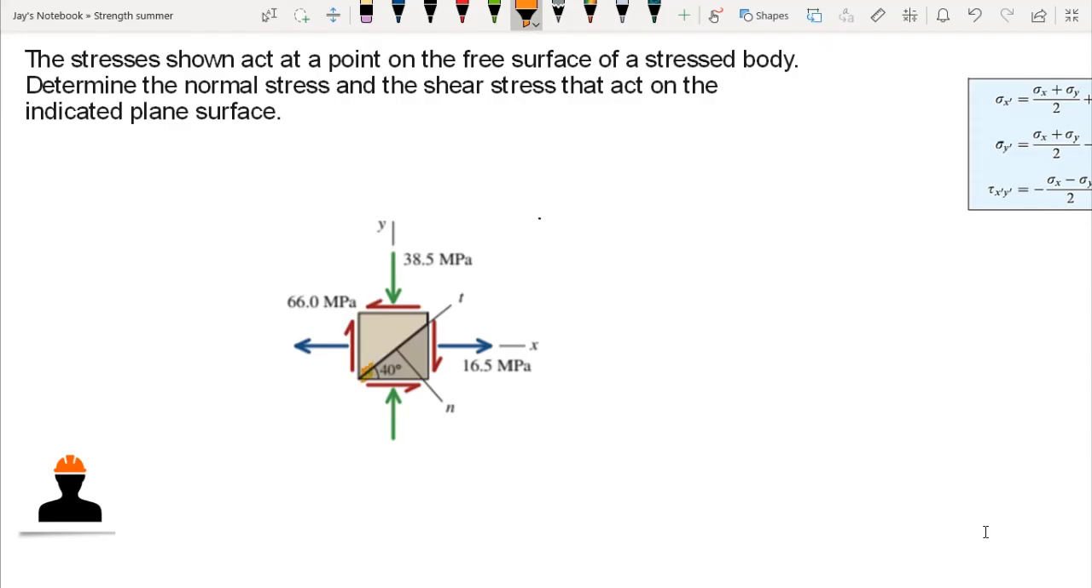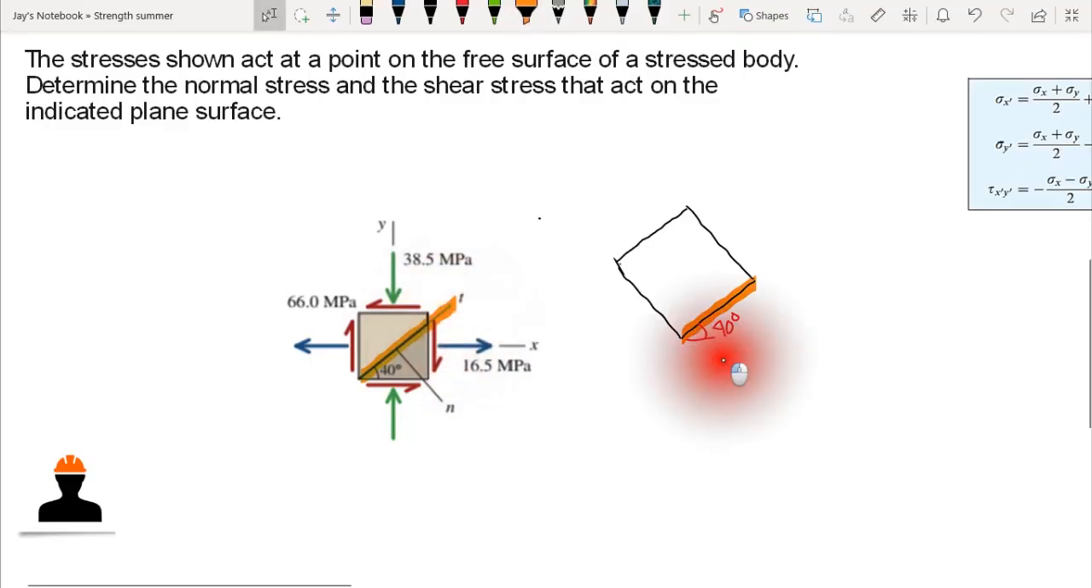So we have this inclined plane surface here, in which we are asked to compute for the shear and normal stress. Now we have an angle of rotation here, which is 40 degrees, and this 40 degrees is in counterclockwise direction. So if we draw our transformed stress element, we have this stress element here, in which our 40 degrees is this one, and this is our inclined plane, which is equivalent to this plane here.